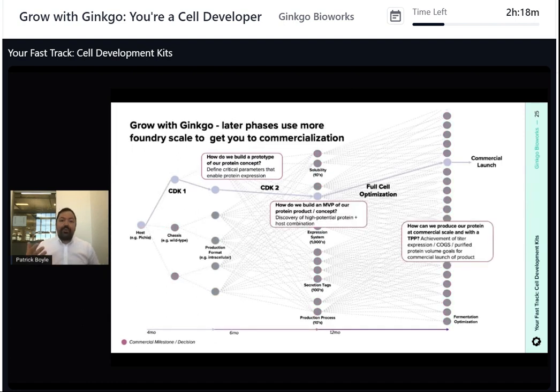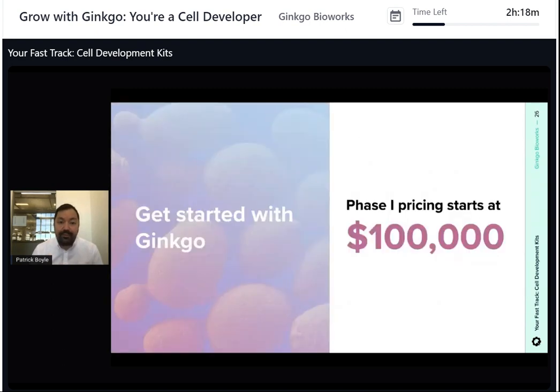And ultimately, what we want to do with you is help you grow with Ginkgo, as the event title suggests, to walk you through the steps needed to produce a commercial strain. And ultimately, by getting onto the platform with our initial CDK offering, you'll be able to get direct access to our teams that have a lot of experience in doing this kind of development, and we'll be able to develop further work packages that help you get towards that commercial strain.